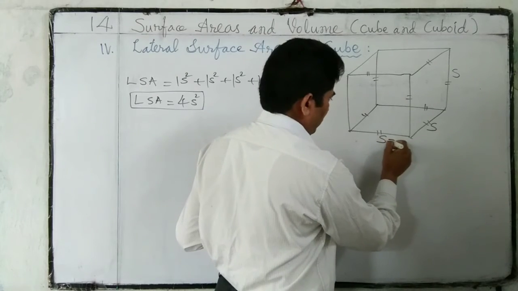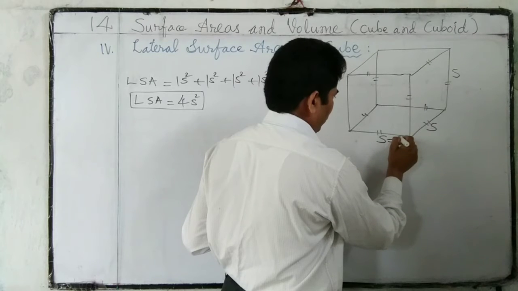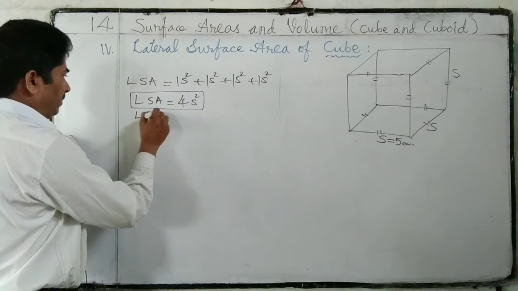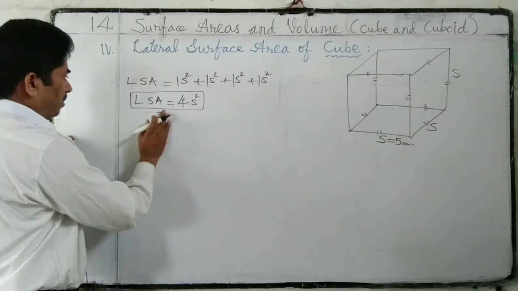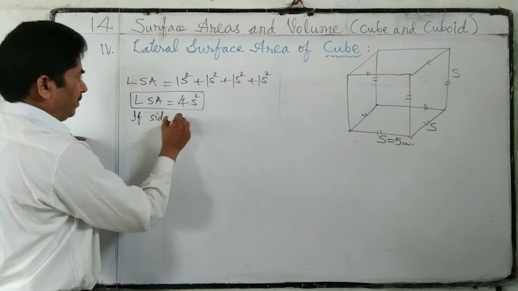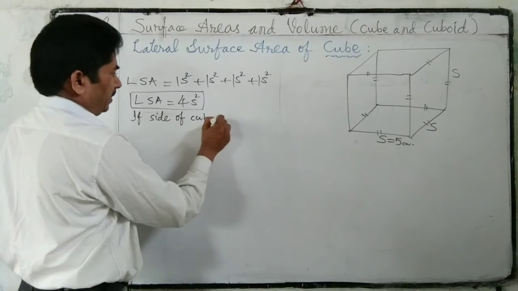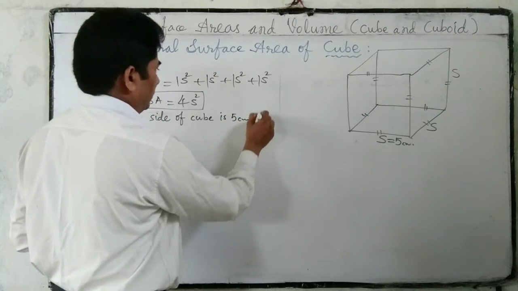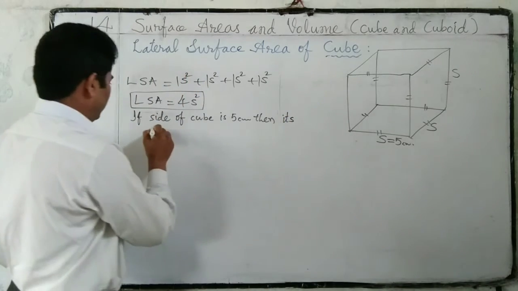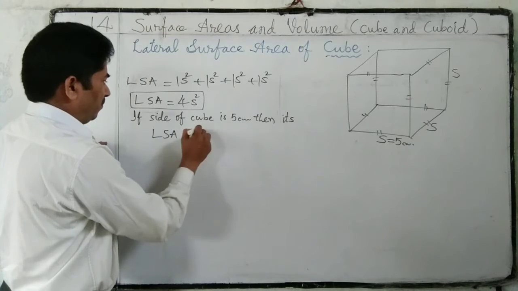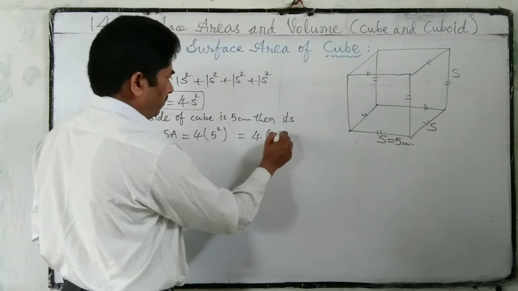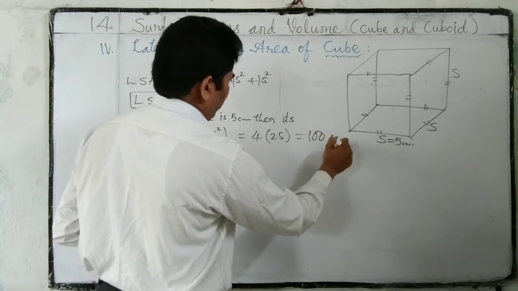If given the side of this cube is 5 centimeters, then its lateral surface area is equal to 4 into 5 square. 5 5s are 25, 25 4s are 100 square centimeters.